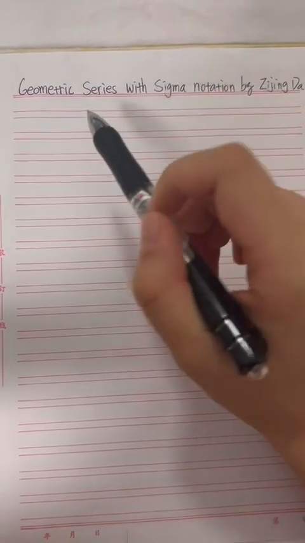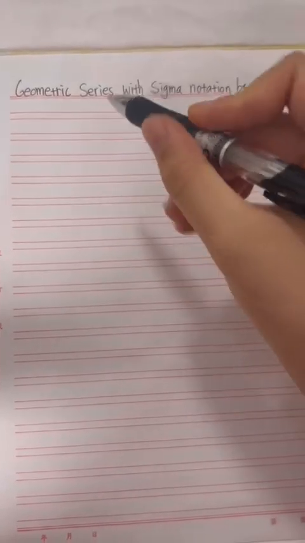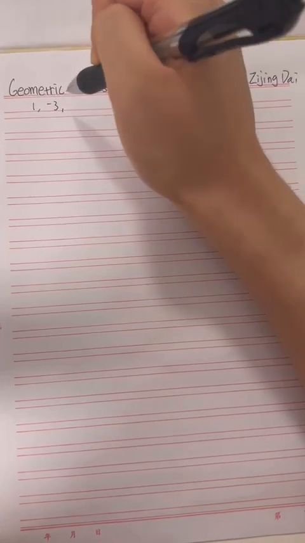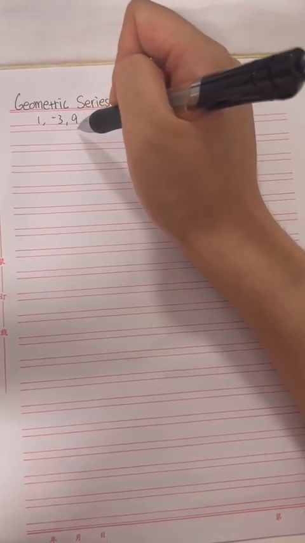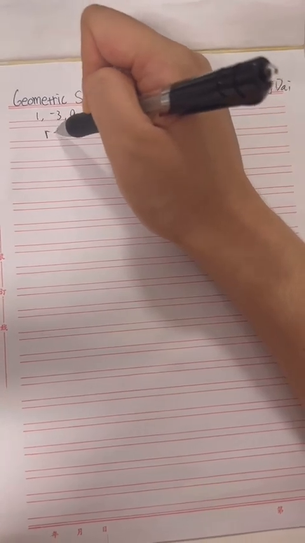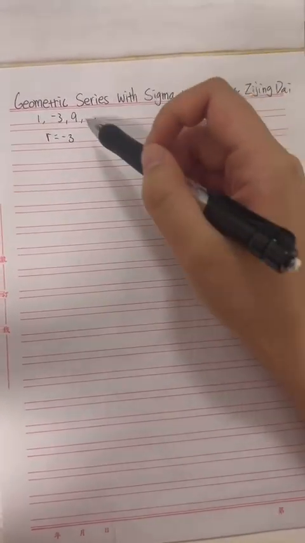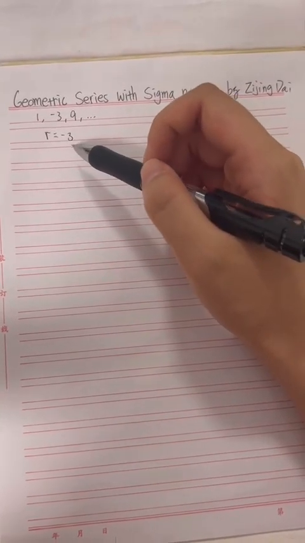To begin with this topic, we have to first know what is geometric series. So geometric series is basically a set of numbers that has a pattern, such as this sequence. 1 times -3 is -3. -3 times -3 is 9. So we know that their common ratio is -3. All the geometric series has a common ratio.